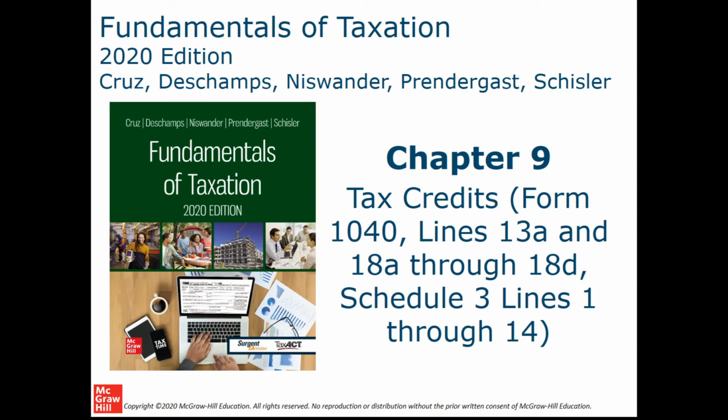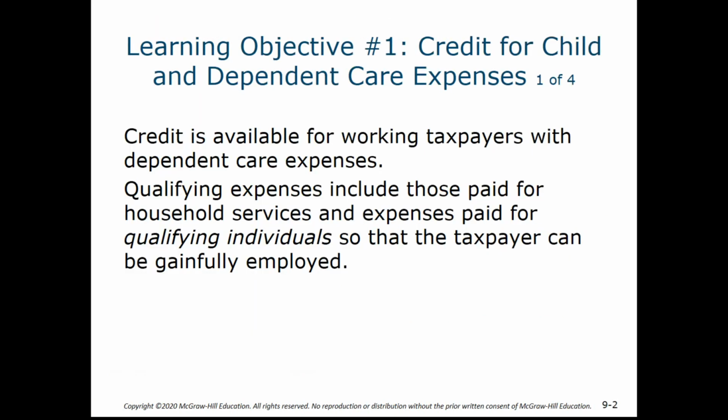Credits are different. Credits are calculated after the initial tax liability is calculated, that is, the tax is payable, and then credits are applied against that on a full dollar for dollar basis. So they're very important. There are many different kinds of tax credits in the tax code. One is for child and dependent care expenses. This is generally designed for working taxpayers who have to pay dependent care expenses.